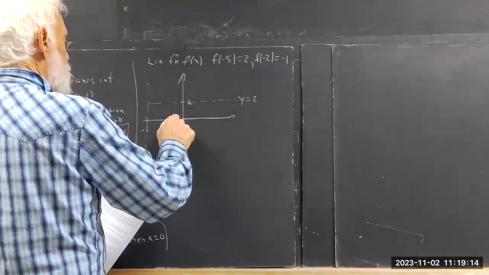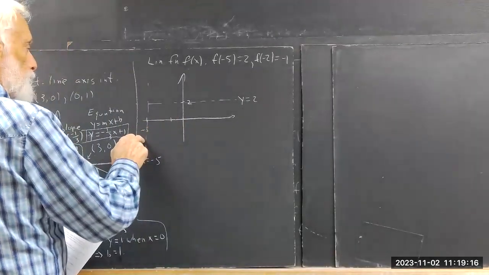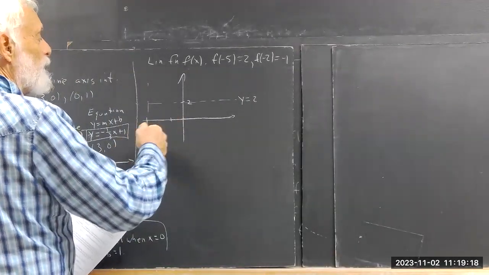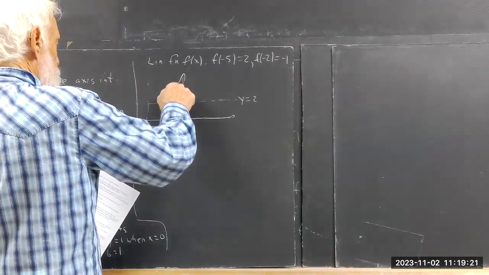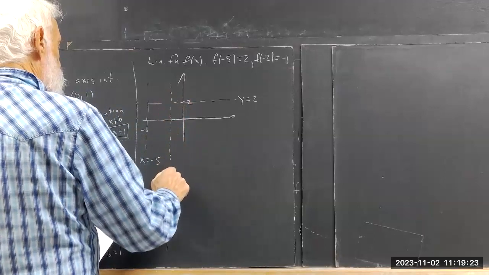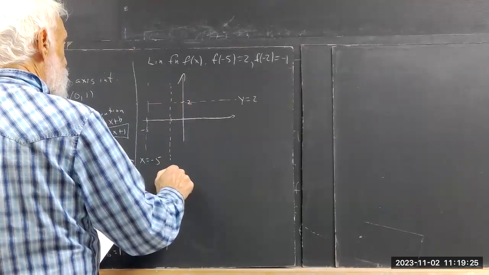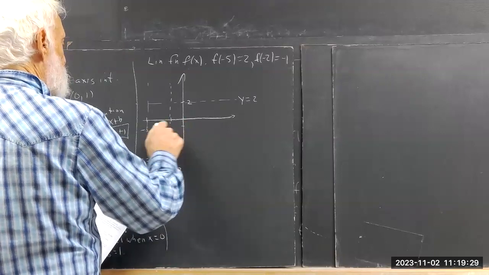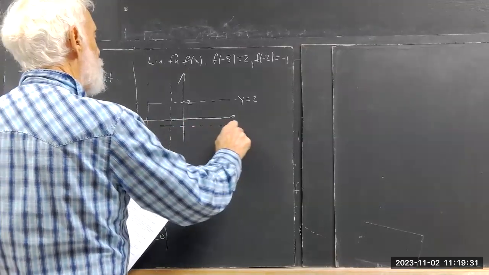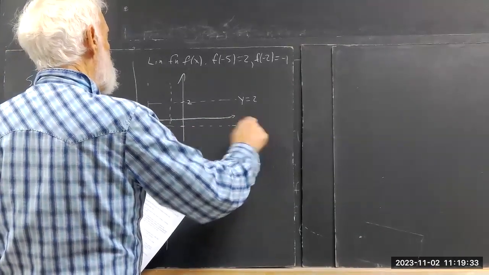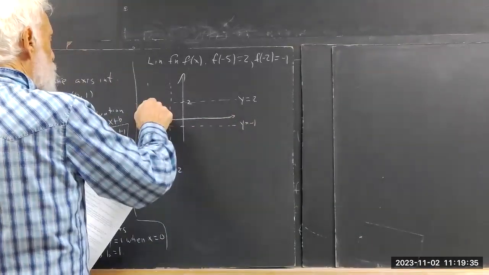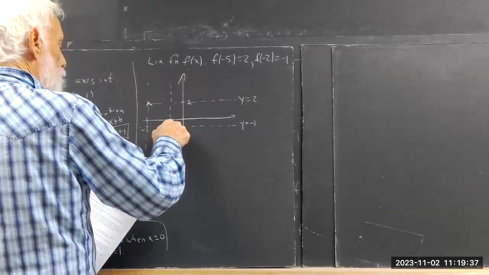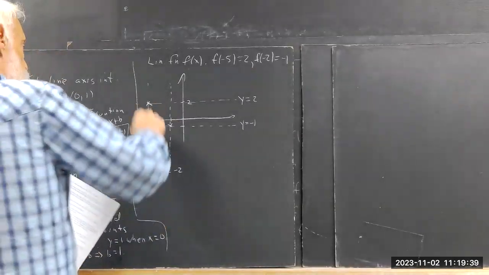And then we have f of negative 2. Negative 5 is here, negative 2 should be a little bit more to the left. So this is x equals negative 2, and y equals negative 1. So we have this point and this point on the graph.